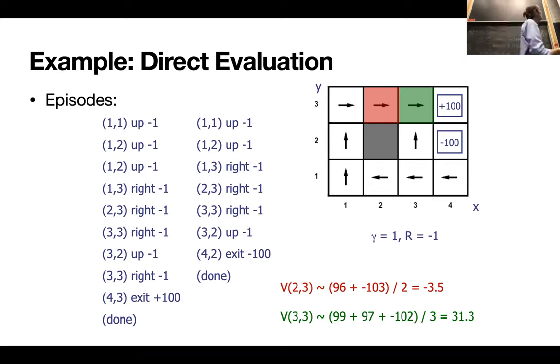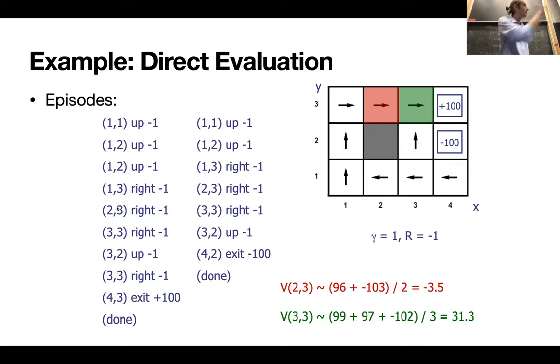Here's an example of how we can learn the values of a state from these episodes. So, for example, for computing the value at state 2-3, which is this red state, we sum up the expected future rewards. How many times do we see this state 2-3 in our episodes? We see it once here and also once here.